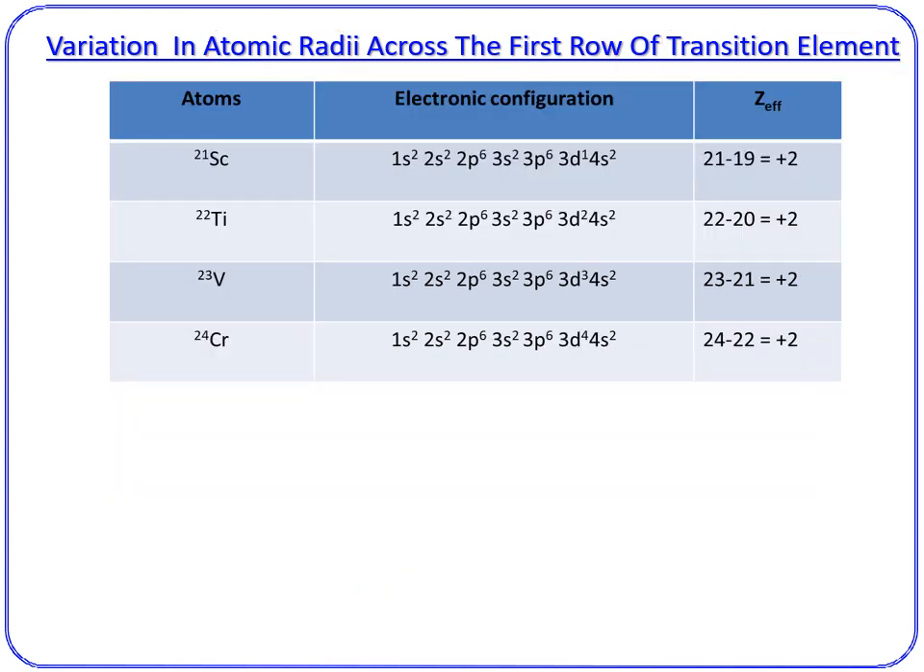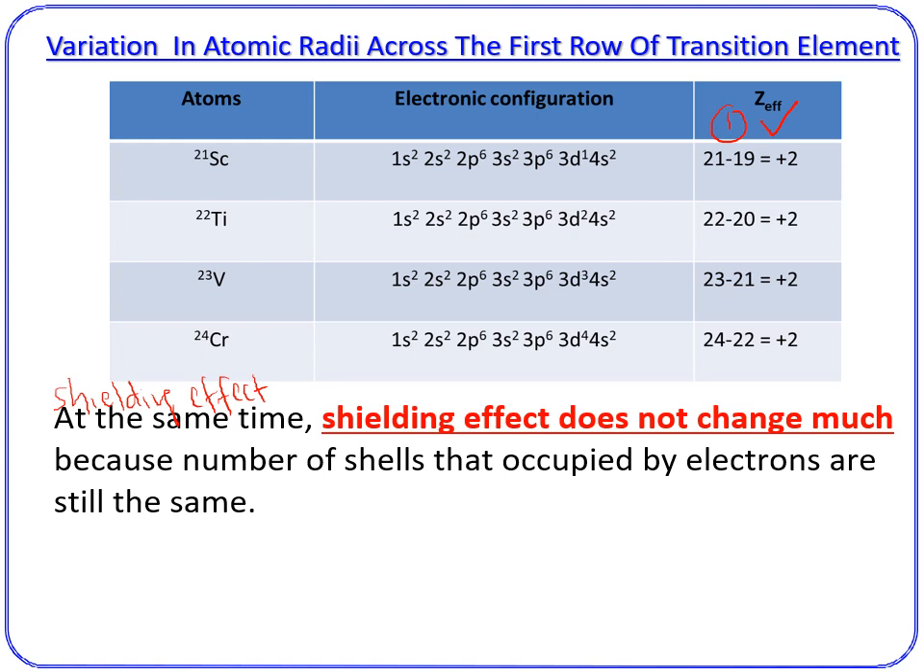After discussing the effective nuclear charge, because just now we already have the idea that there are two factors which affect the atomic radius. One is effective nuclear charge, another is shielding effect. So now let's focus on the shielding effect. At the same time, the shielding effect does not change much as well. Why? Because the number of shells occupied by electrons is still the same.